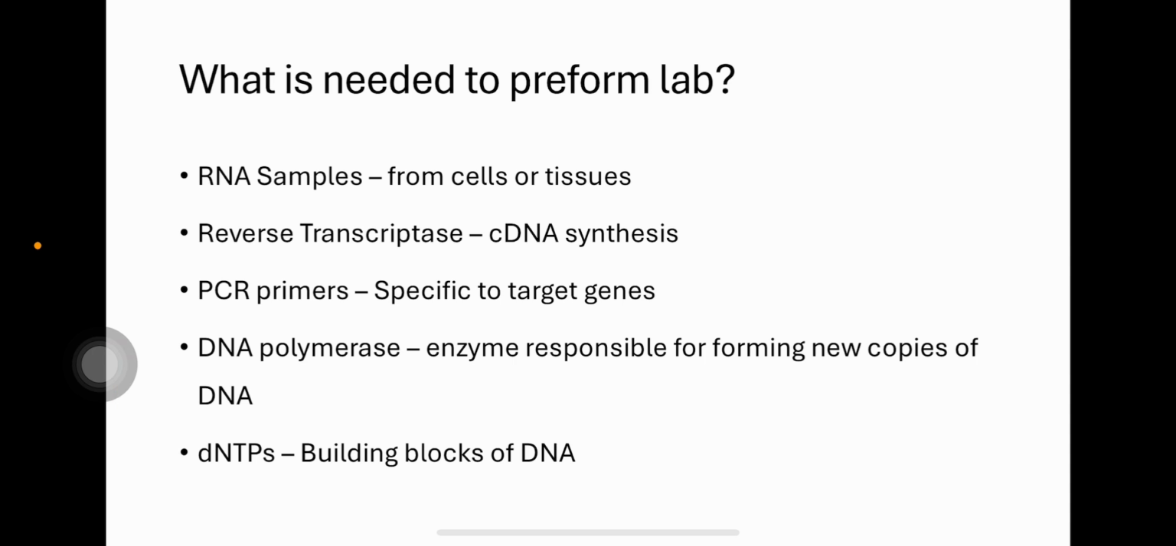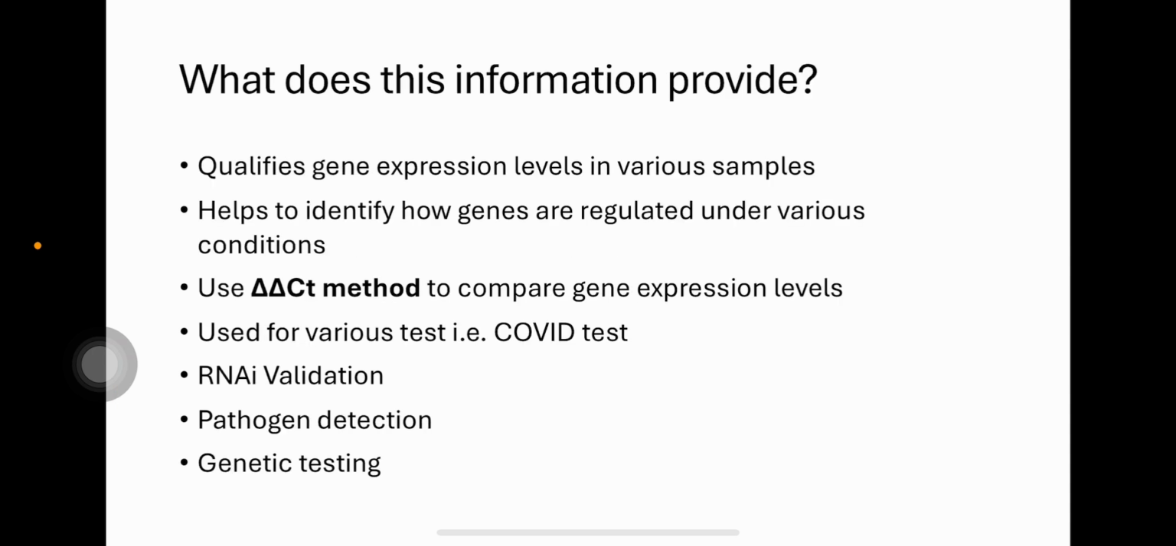So what do we need to perform the lab? We need RNA samples from cells or tissues. We need reverse transcriptase for cDNA synthesis. We need PCR primers for specific targeting of genes. We need DNA polymerase. We need dNTPs, the building blocks to build DNA. And we can also have buffers as well.